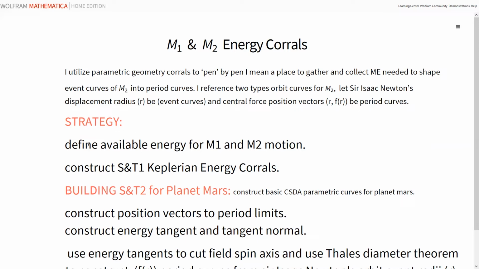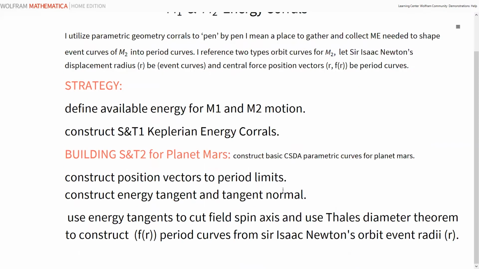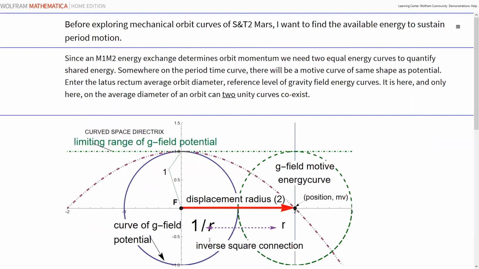I'll define available energy for M1 and M2 motion. And then I'm going to construct an SNT1 Keplerian energy corral. We'll build an SNT2 for planet Mars using a basic CSDA. We'll construct position vectors to period limits, construct energy tangent and tangent normal. I'll use the energy tangents to cut the field spin axis and the Thales diameter theorem to construct F of R period curves from Sir Isaac Newton's orbit event radii R.